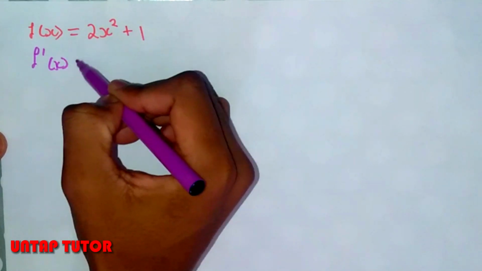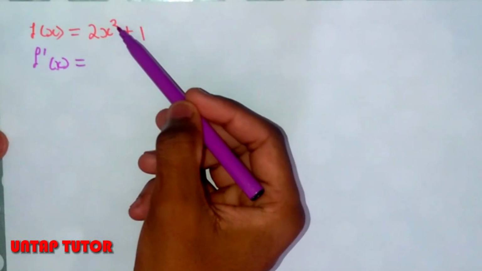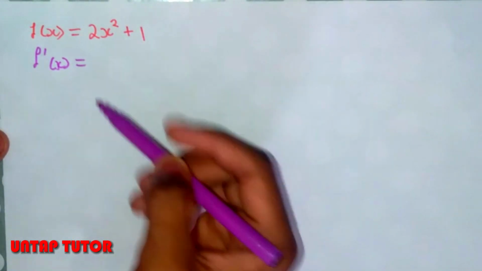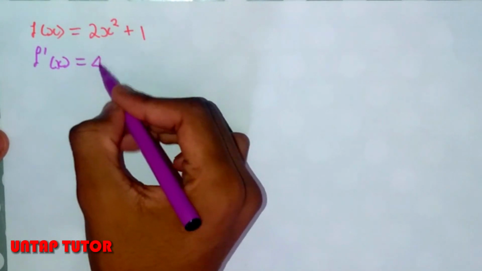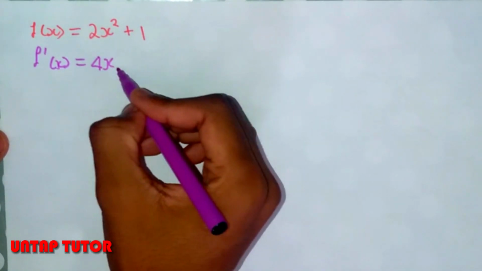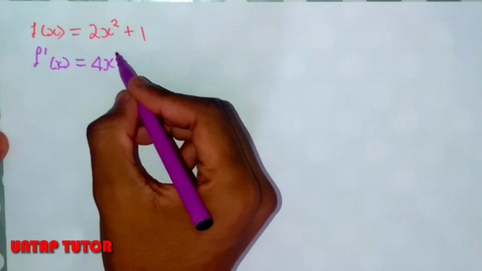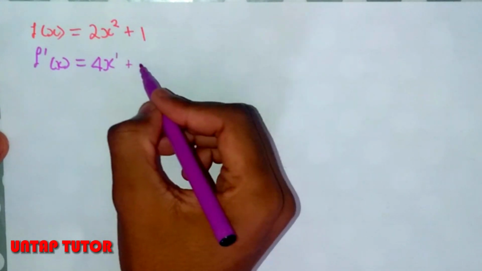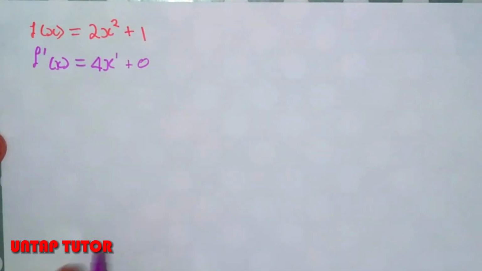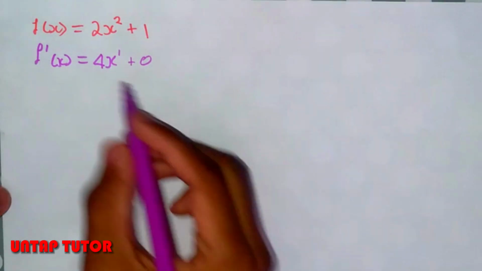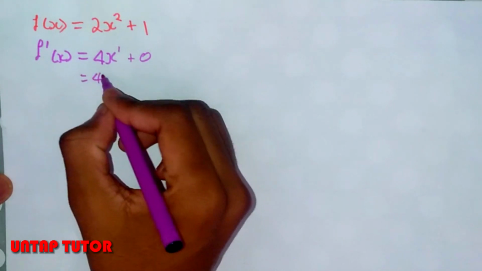F prime of x is, so we take the x exponent, which is 2, and multiply with the number in front of x. 2 times 2 is 4. Then we bring back the x to the power of 2 minus 1, which is going to be 1. Then this one is a constant, which becomes 0. So our derivative simplifies to 4x.